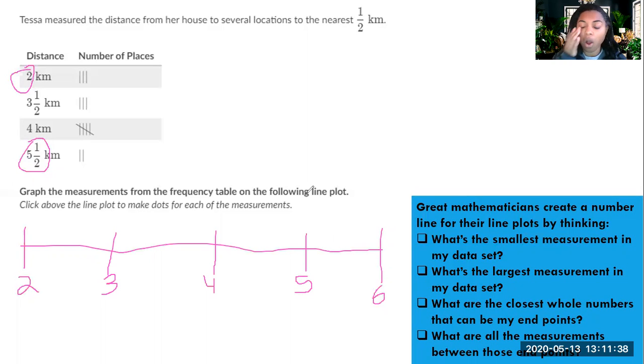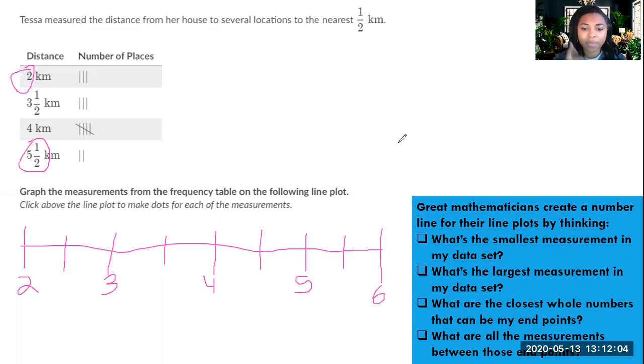Now let me think, what are all the measurements between those endpoints? It goes from 2 to 6. So I put my holes first, and let me think, based on the data, what should my intervals be? How should I partition each hole? It looks like since we're measuring to the closest half kilometer, I should partition each hole into half. So I partition each hole into half.